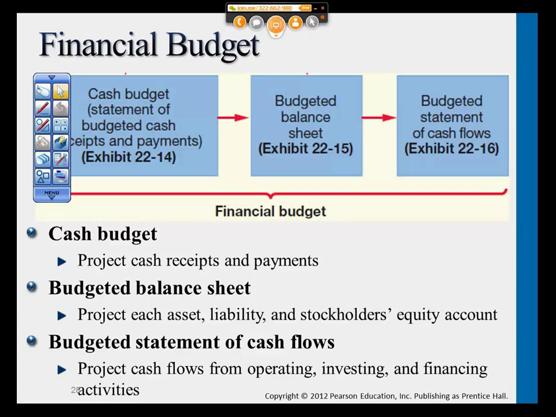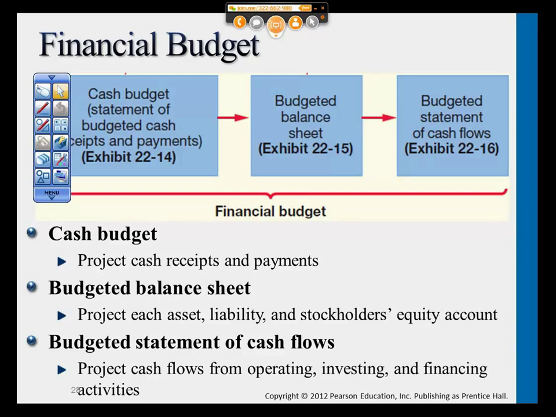All right. So the parts that it consists of are the cash budget, or statement of budgeted cash receipts and payments, then budgeted balance sheet and budgeted statements of cash flows. Just to remind you a little bit, we started with the operating budget and said there are certain components to it, right? We started with the sales and then inventory and so on and so forth. And then the third part was the capital expenditure budget, and now we are talking about the financial budget.